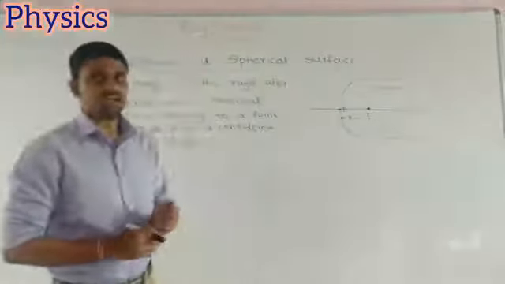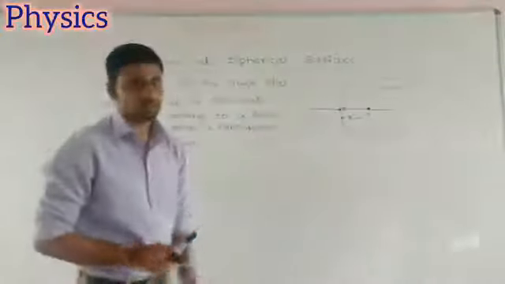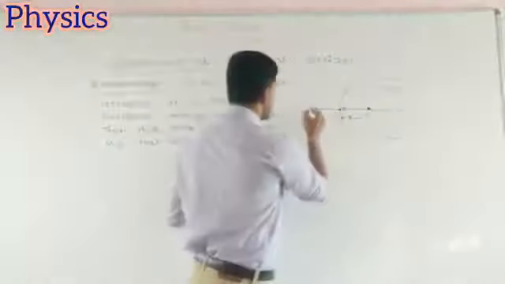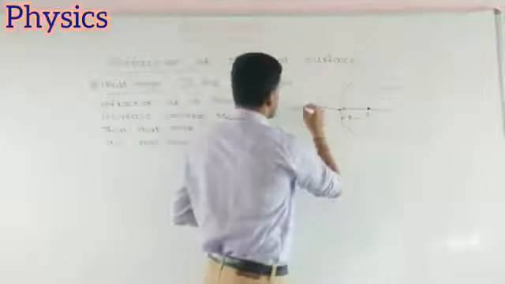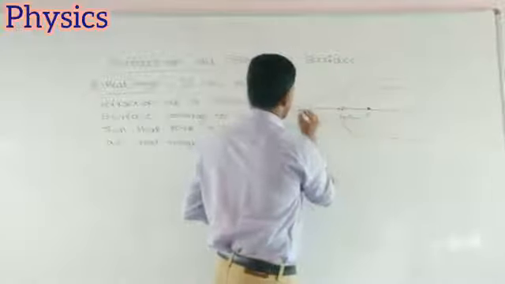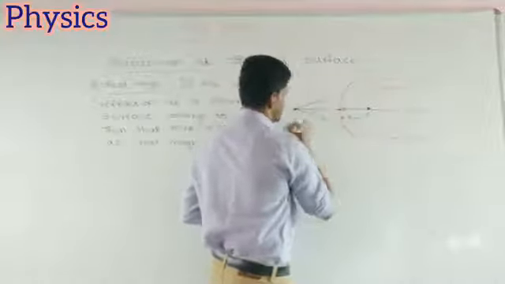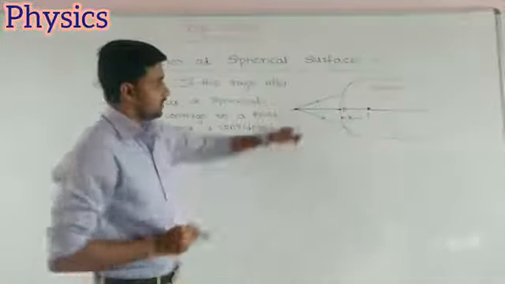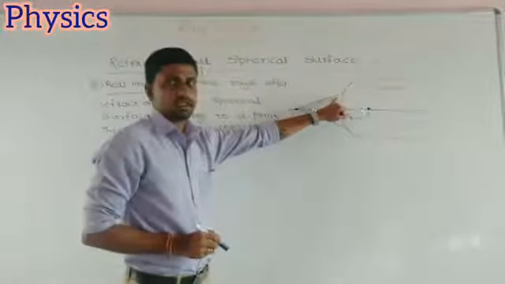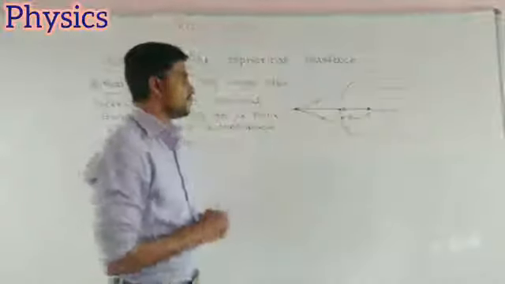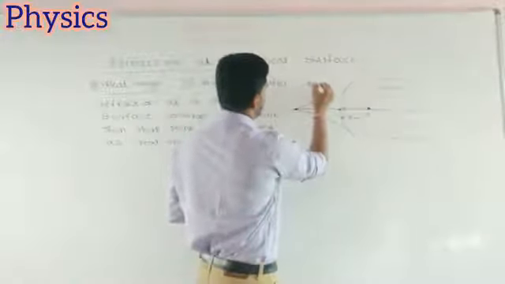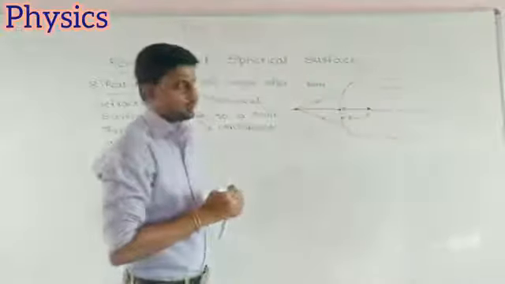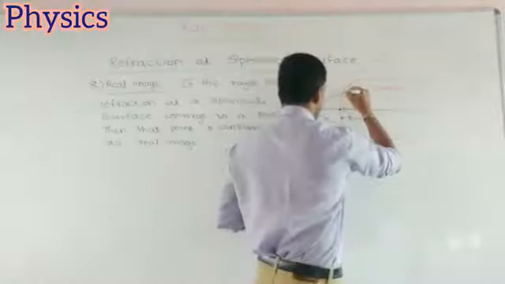When I incident a diverging ray of light on the spherical surface, see here, this is the diverging ray of light I am going to incident from the object. When it hits the spherical surface, it will undergo refraction of light, because the ray of light is incident from one medium to another medium. This is a rarer medium, this is a denser medium. So it will undergo refraction of light.